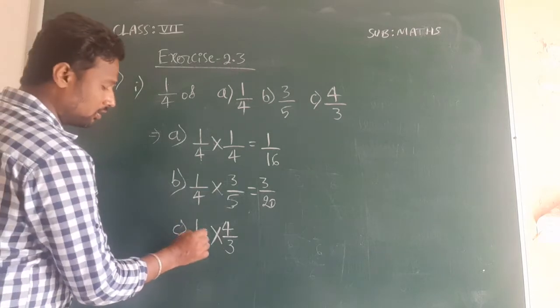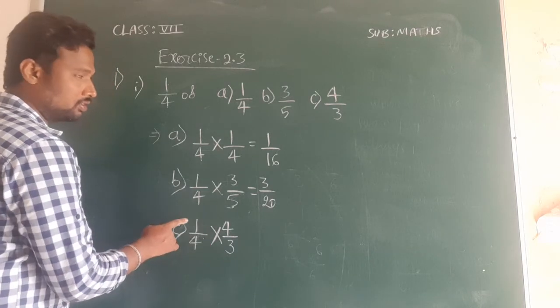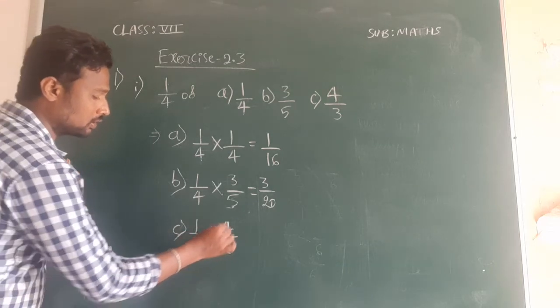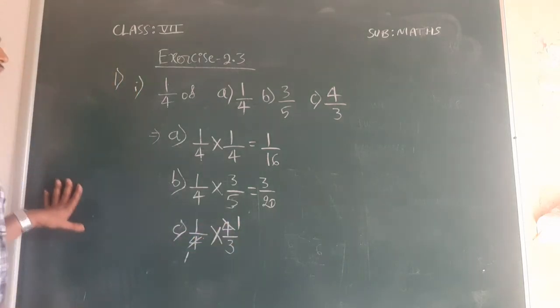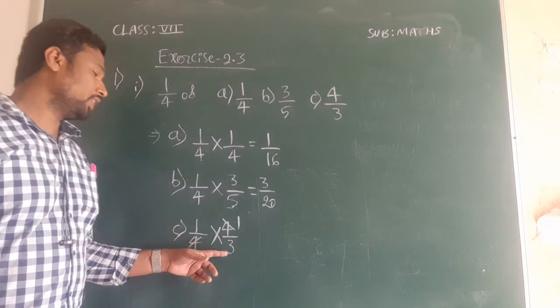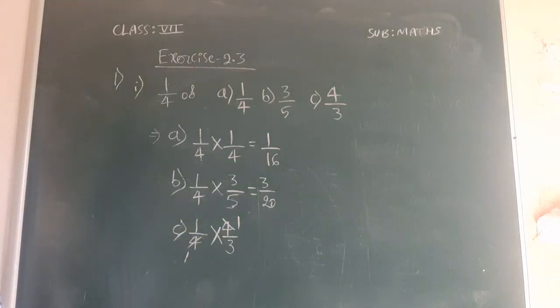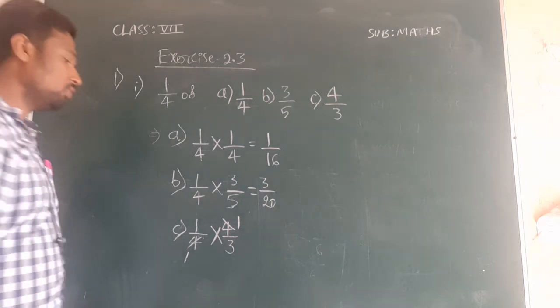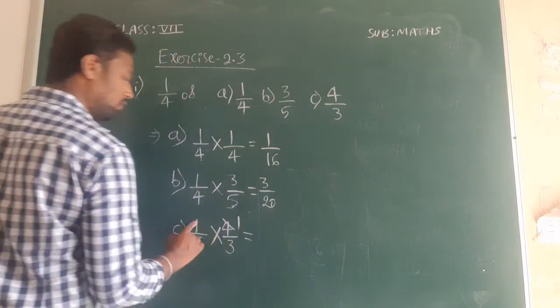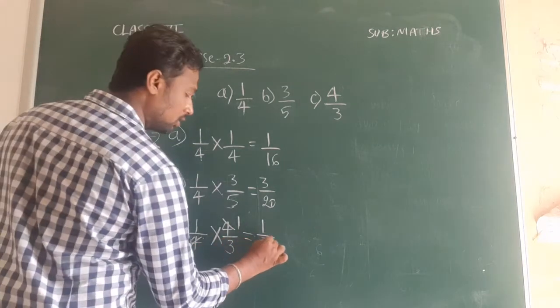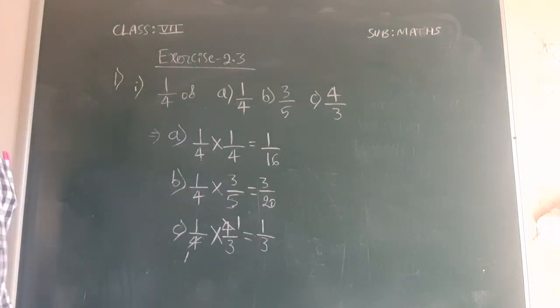So we can divide any of these numbers. Here we have 4 and 4, so 4 ones are 4, we can divide. And here, 3 in the denominator and 1 in the numerator, both values are 1, so no need to divide any number now. So now we can multiply: 1 into 1, 1. Next, 1 into 3, 3. So the answer is 1 divided by 3.